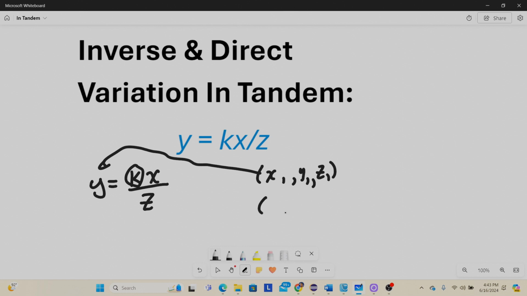And then they'll give you a second scenario, in which maybe they have an x2 and a z2, but you have to find the missing variable, and either one of these could be missing. So I've noticed an uptick of these type problems in the UIL exams, and that's what we're going to do. We're going to look at a few UIL problems that will have inverse and direct variation working in tandem. That right ahead.